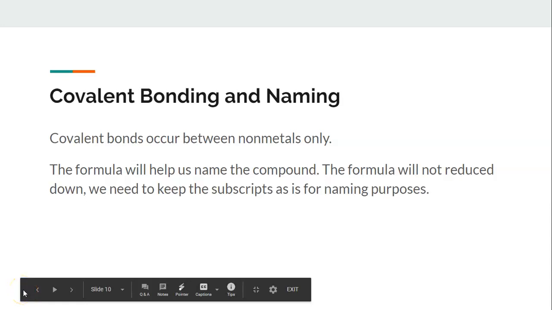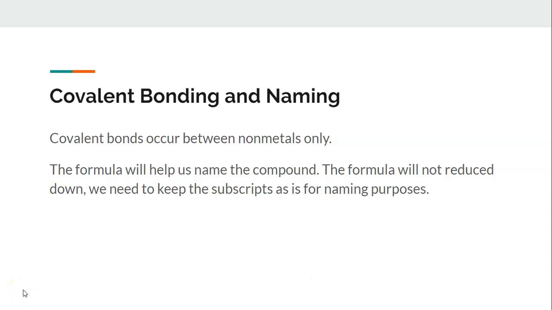So welcome back. This is part two of our naming video series. In this video, we're going to talk more about naming, and we're going to look at actually writing these formulas, so going the opposite way. Originally we talked about ionic bonding. Now we're going to talk about covalent bonding.